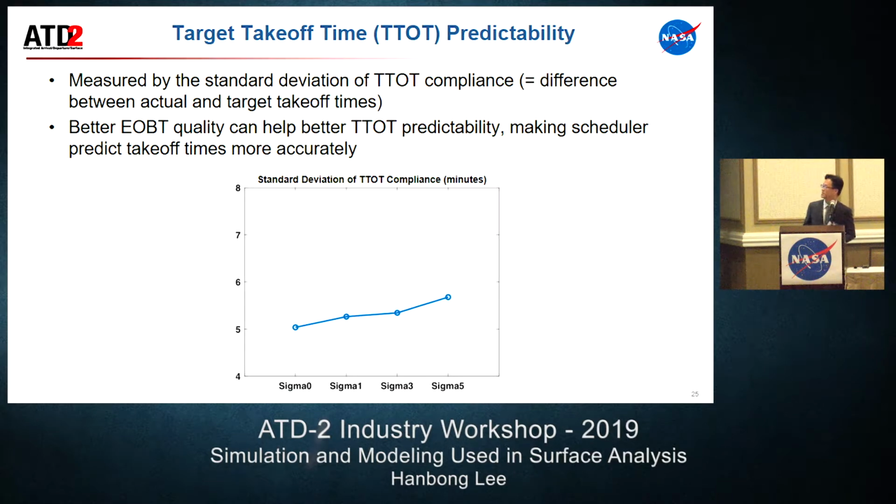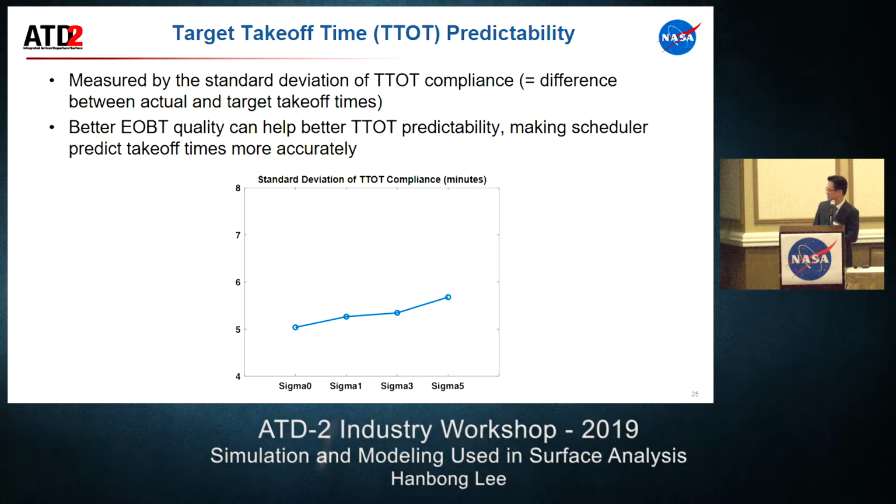And we also look at the target takeoff time predictability. So we measure the target takeoff time (TTOT) compliance, which is the difference between the actual takeoff time and the target takeoff time from the scheduler. The median value of the TTOT compliance was similar regardless of UVT uncertainty, but we measured the standard deviation of the TTOT compliance. And this graph shows the standard deviation of TTOT compliance.